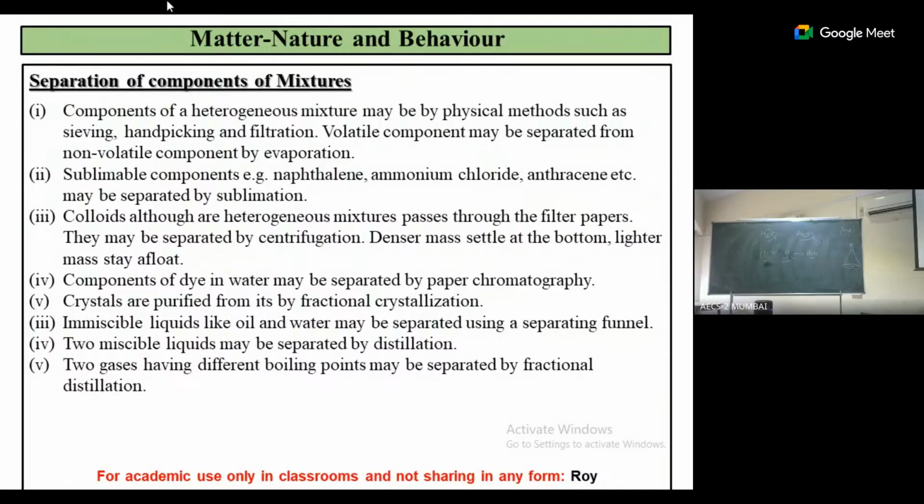What is centrifugation? Components with different densities, when spun at very high speed, are acted on by centrifugal force and separate into different parts. The one with higher density stays at the bottom. Okay?